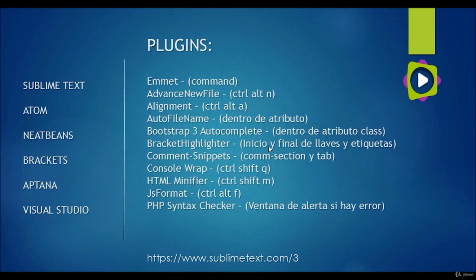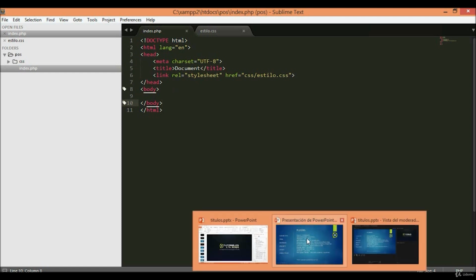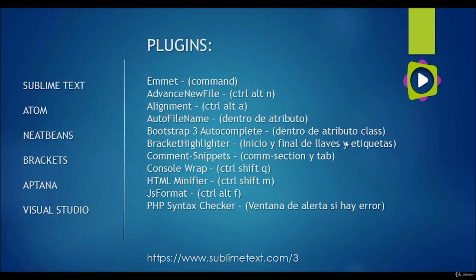We also have Bracket Highlighter that shows where the opening and closing brackets and tags are. This line that we see here is thanks to this plugin. It shows where a tag opens and when it closes. The Comment Snippets plugin is good for commenting your code in sections, which is good practice by the way, and it is available for CSS, JS, HTML, and PHP.